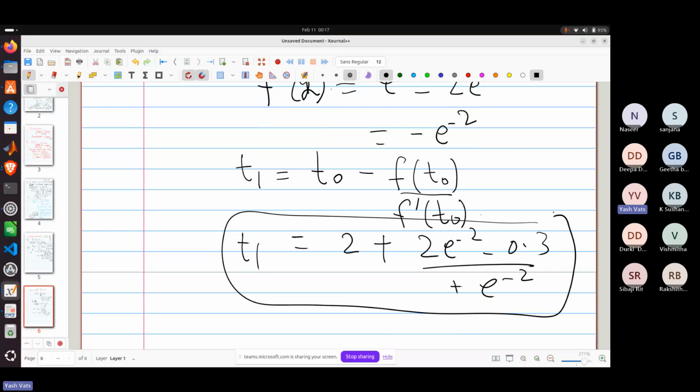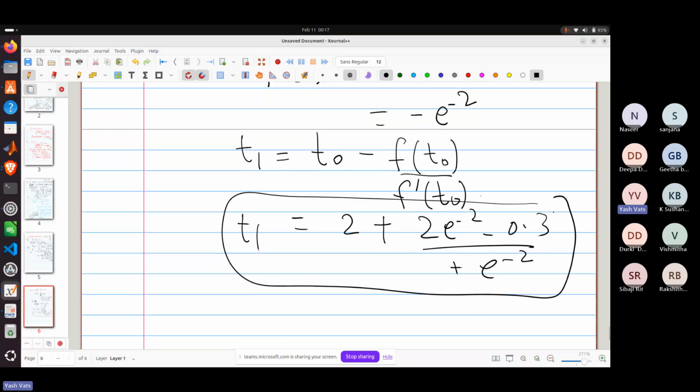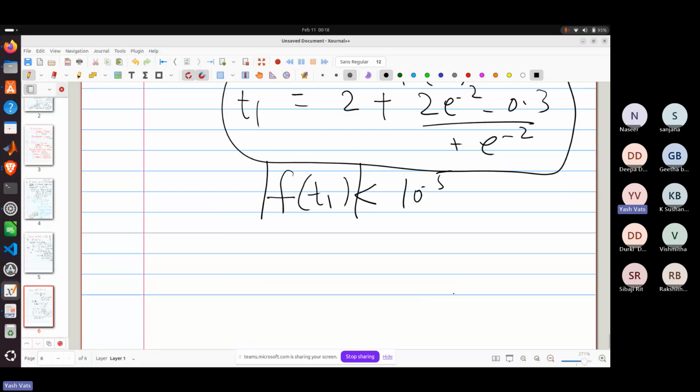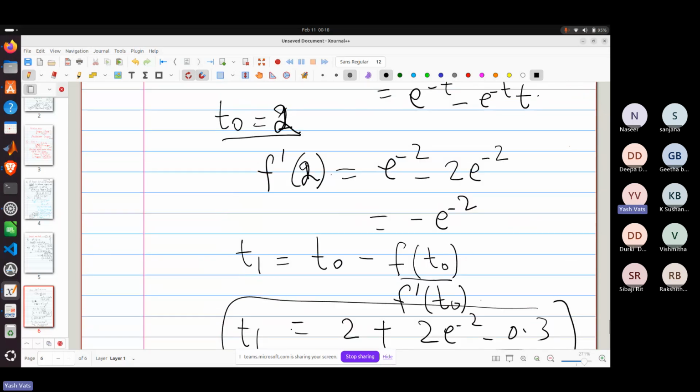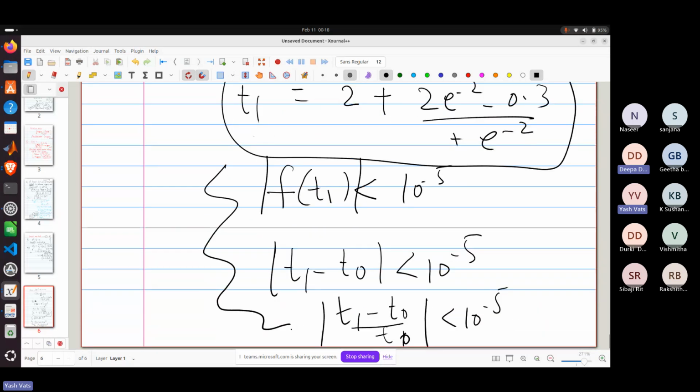And this is your t1. Then you calculate: you have two conditions. f t1 should be less than some accuracy, or you just check this type of thing, t1 minus t naught, any of these, and then you are done. So you just find out. Is this clear, everyone?